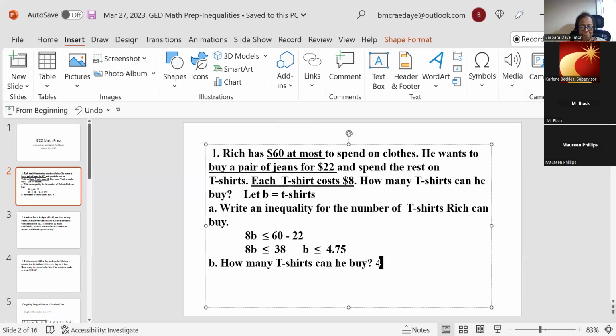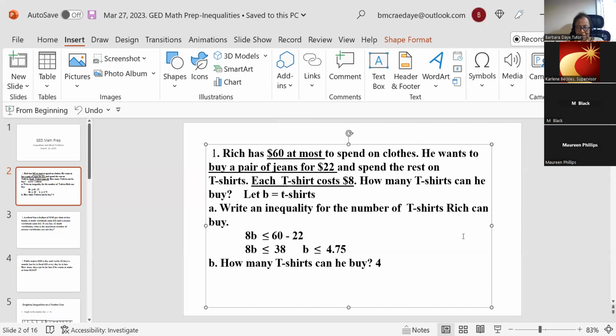Because 4 times 8 is 32, but 5 times 8 is 40. You don't have $40 left, right? No. Got it? So that's how you set up the inequality. Cost per t-shirt times number of t-shirts has to be less than or equal to the difference between what you started with, $60, and what you spent for the jeans.